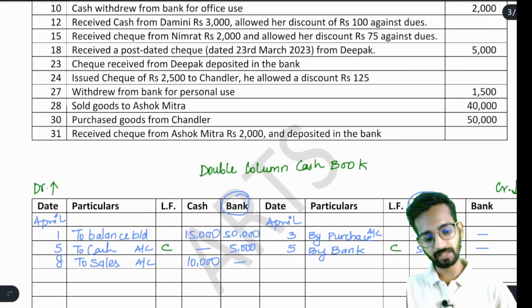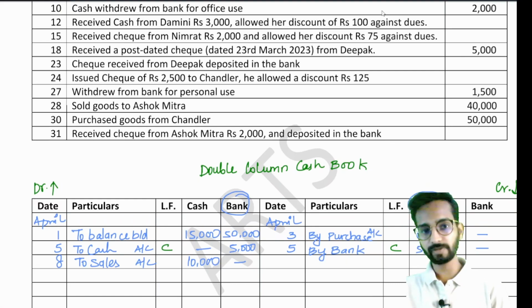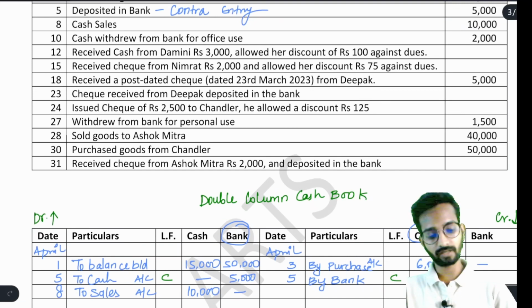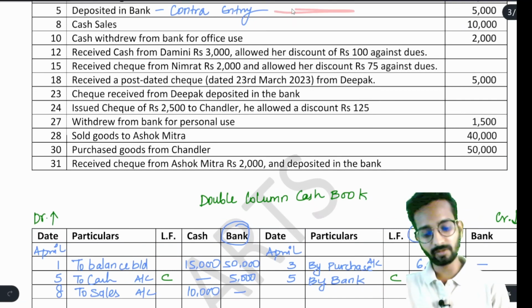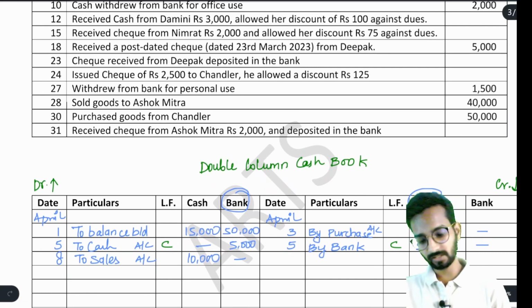Now moving further, this was the cash sales of 10,000. After that on April 10th we can see cash withdrawn from bank for office use rupees 2,000. See, it is just the opposite of the entry we already done. First, when you deposited in bank, what happened? Bank balance increased, cash balance reduced. Now cash withdrawn from bank, cash balance will increase and your bank account will decrease. So again the contra entry.